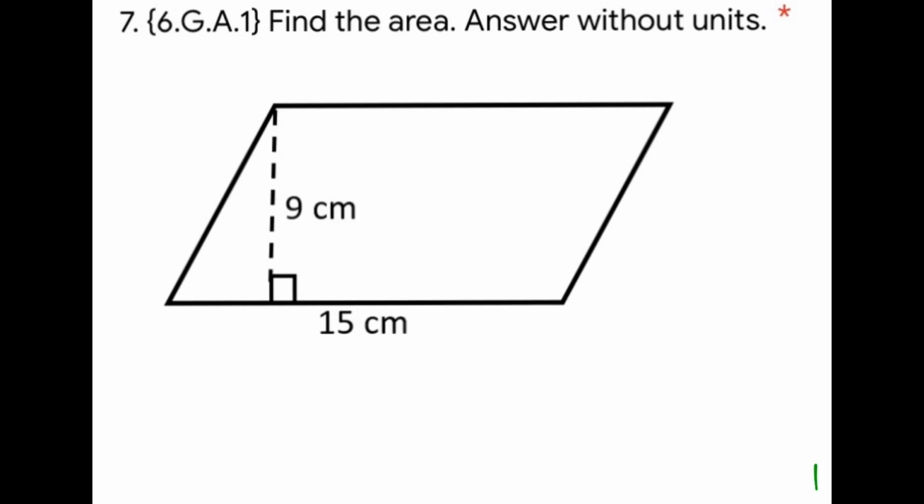Find the area. Answer without units. We know that area equals our length times our width. Well, we have our length, our base times our height, really is what I want to say. So we have our base times our height. Here we have our base, and here we have our height. We can go ahead and plug in those values, and we're answering without units.